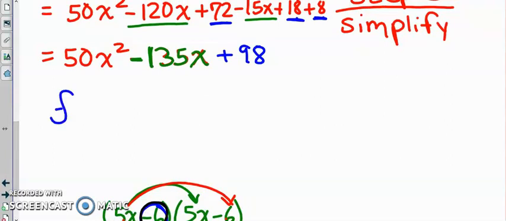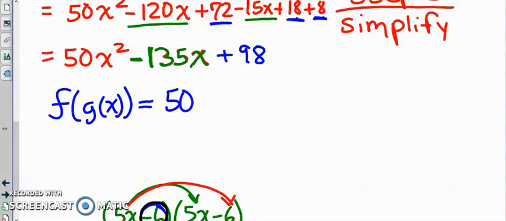So we can do fog or f of g of x. I'm going to do f of g of x. I like f of g of x better than writing fog. Fog just sometimes looks weird, and I don't know why. I don't like the fog. Actually, I don't know. It just sometimes looks weird.